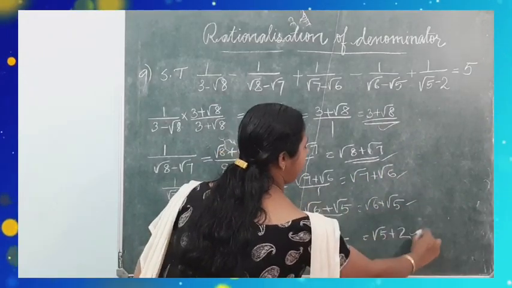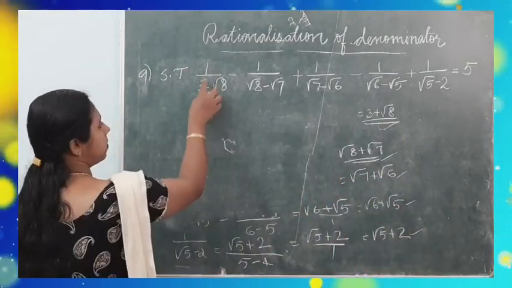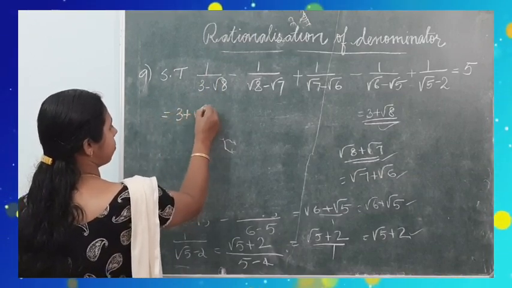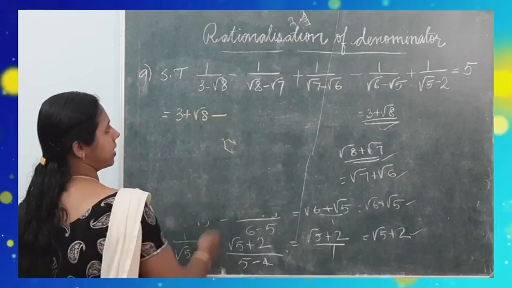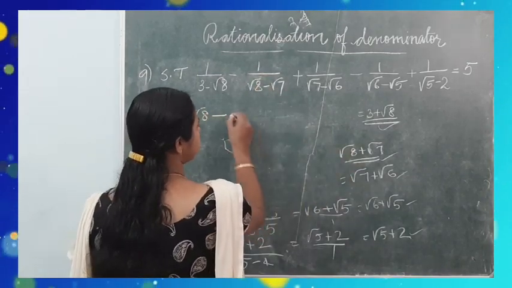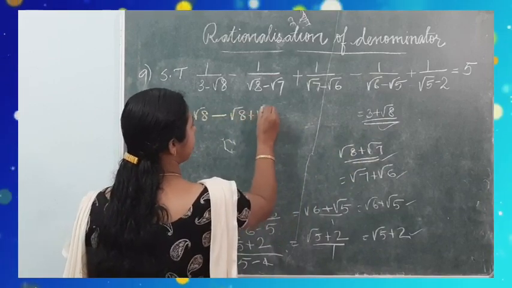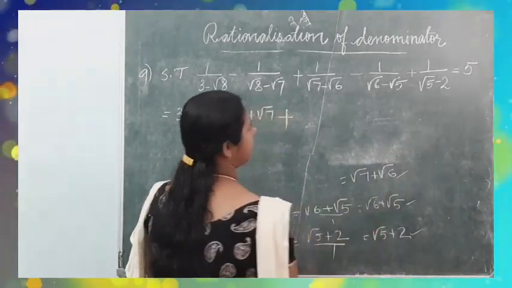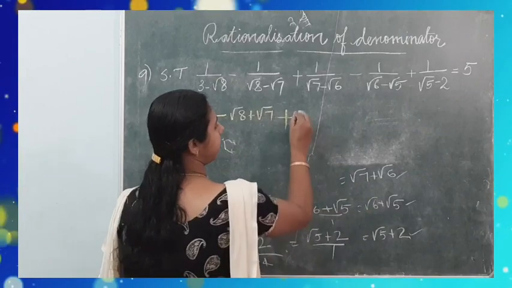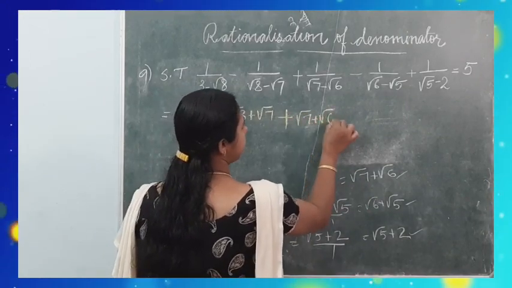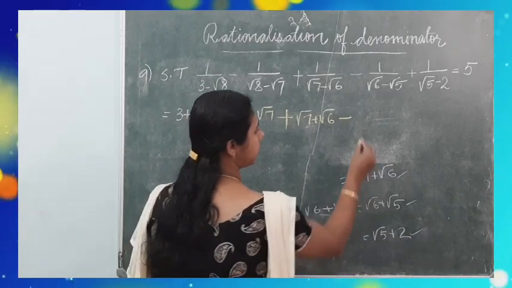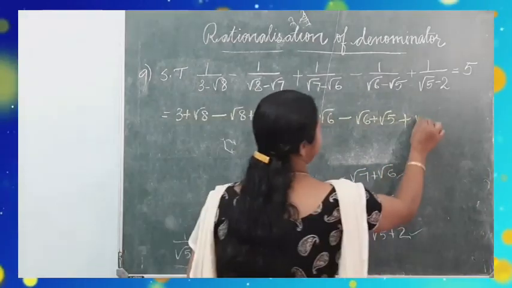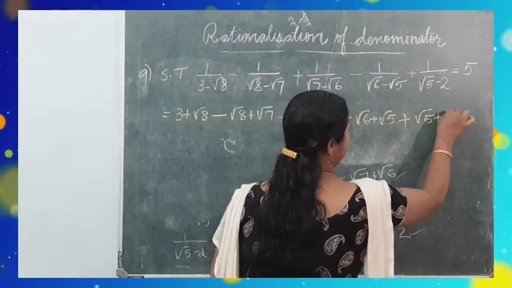Now add all these answers, and you will get the answer 5. So 1 by 3 minus root 8 is 3 plus root 8, minus 1 by root 8 minus root 7, which is root 8 plus root 7, plus the next term's rationalization, root 7 plus root 6, minus the next term, root 6 plus root 5, plus the next term, root 5 plus 2.